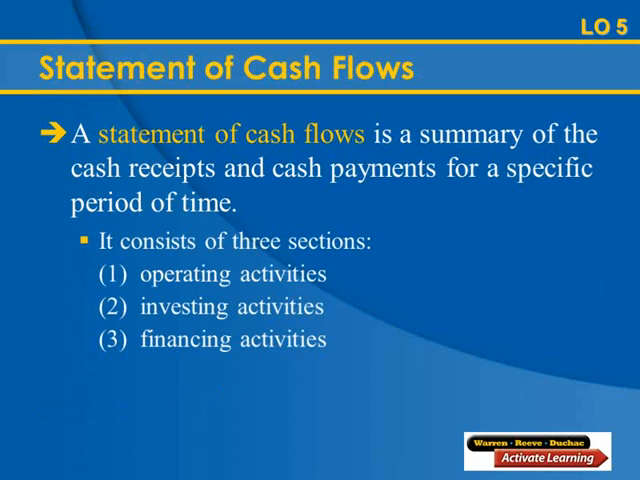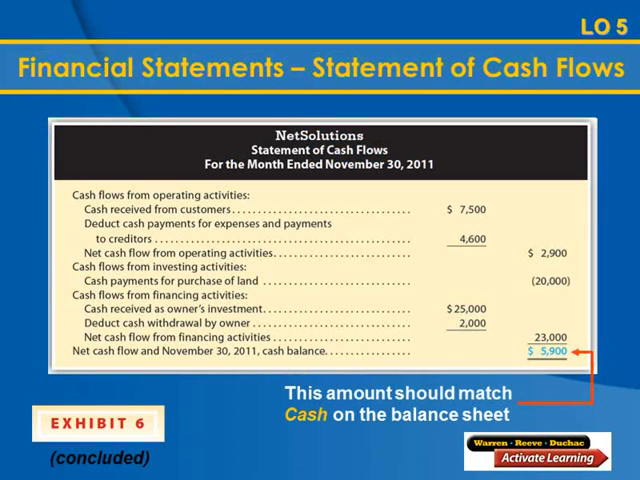A statement of cash flows is a summary of cash receipts and payments for a specific period of time. The statement of cash flows is made up of 3 sections. The ending cash balance shown on the statement of cash flows is also reported on the balance sheet as of the end of the period.